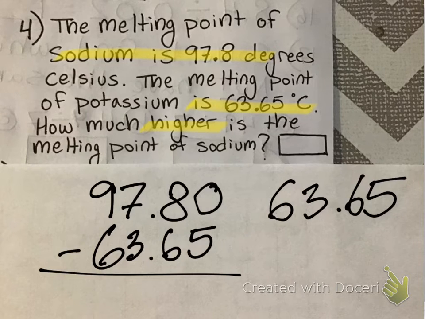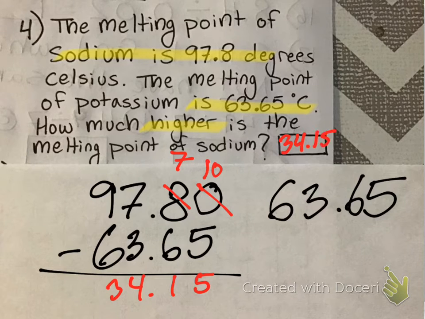We're subtracting. 0 minus 5, can we do that? No, so we got to regroup. We do all of our regrouping. Woo! Regrouping, fun. Excellent. We get 34.15 as our answer. That's why this one was number 4 before number 5, because 5 started our multiplication section.